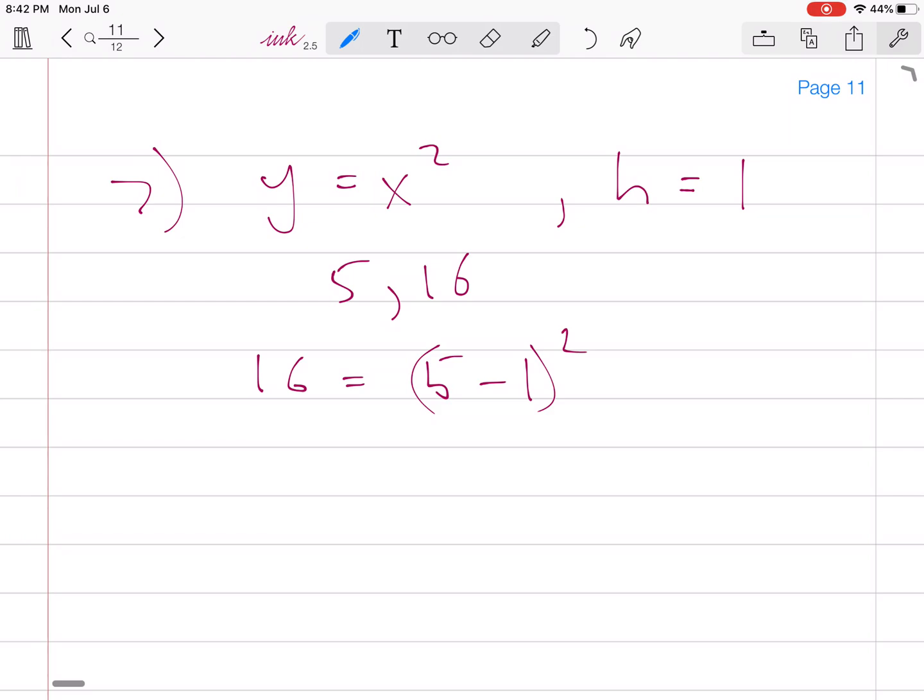So for this one here, you would get no k value, and then x minus 1. Okay. Or you can write that as y equals x minus 1 squared.